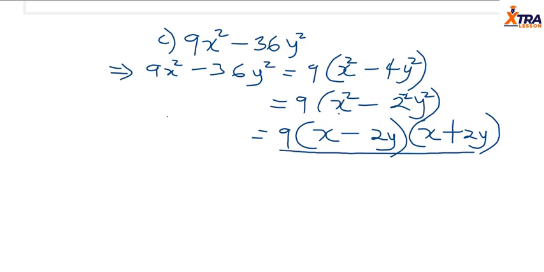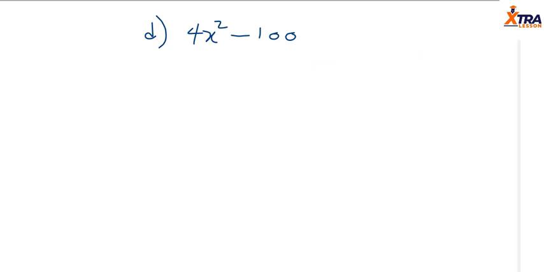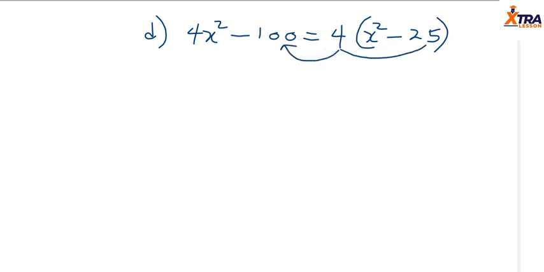Let's take a look at one more example. We have to factorize 4x squared minus 100. So you bring out the common factor 4, and you have x squared minus what? 25, because 25 times 4 will give you 100. Can you see that? So you factorize that, then you go further. 25 means 5 raised to power 2.